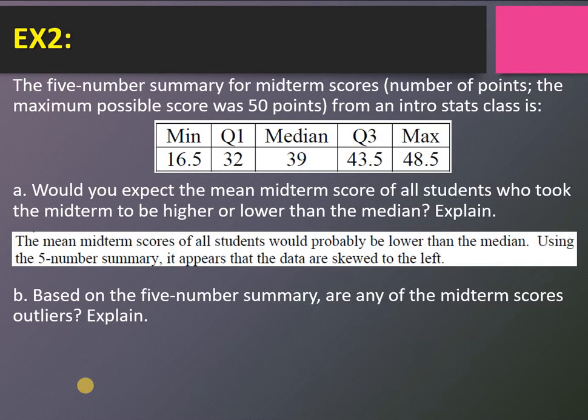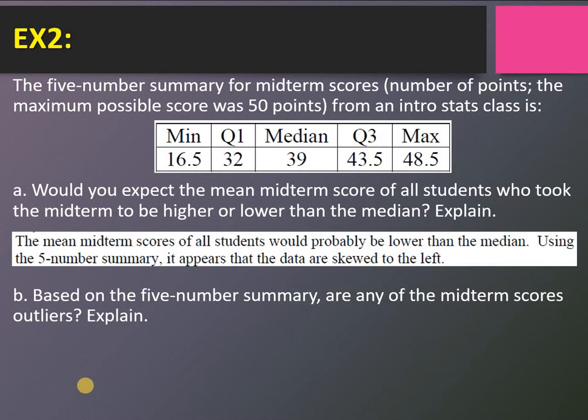If I look at the difference between my median and my minimum, that's going to be 22.5. Difference between median and maximum, that's going to be like 9.5. So it is much more spread out towards the lower level than it is towards the higher. Okay? Everybody clear on that?